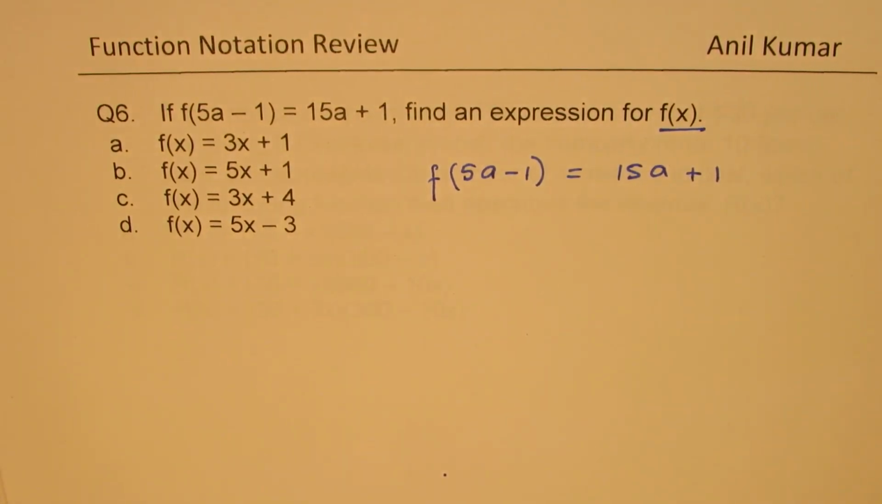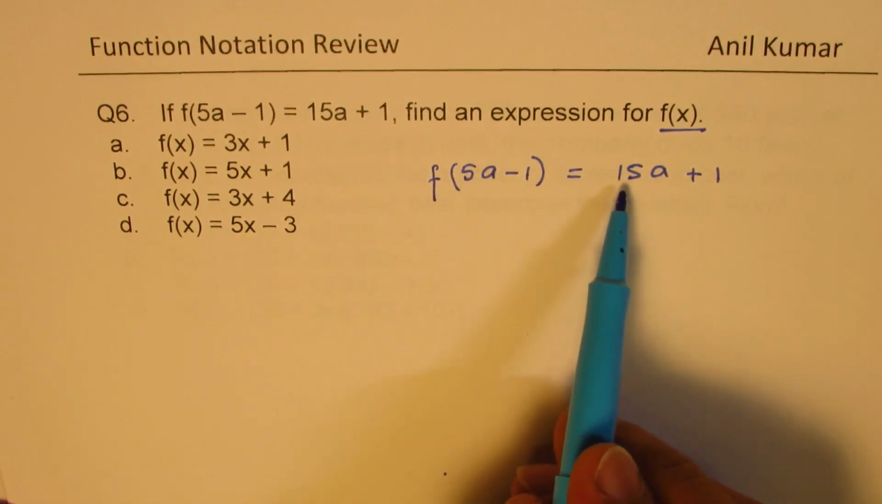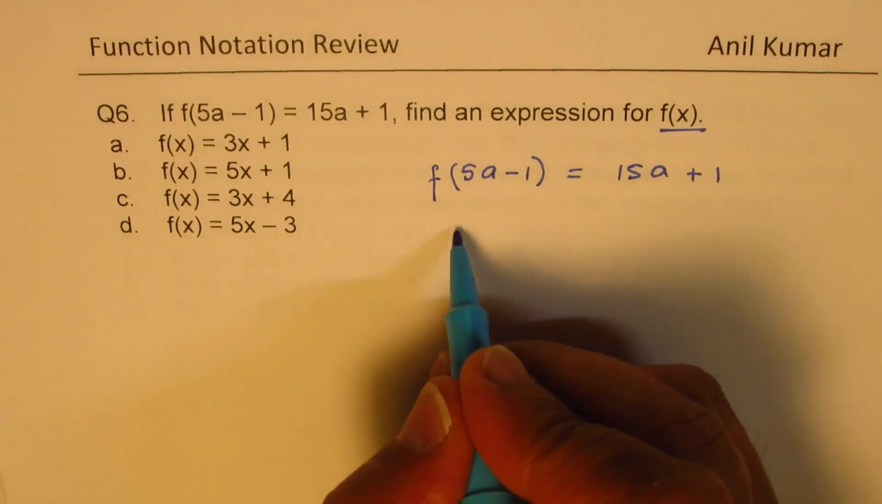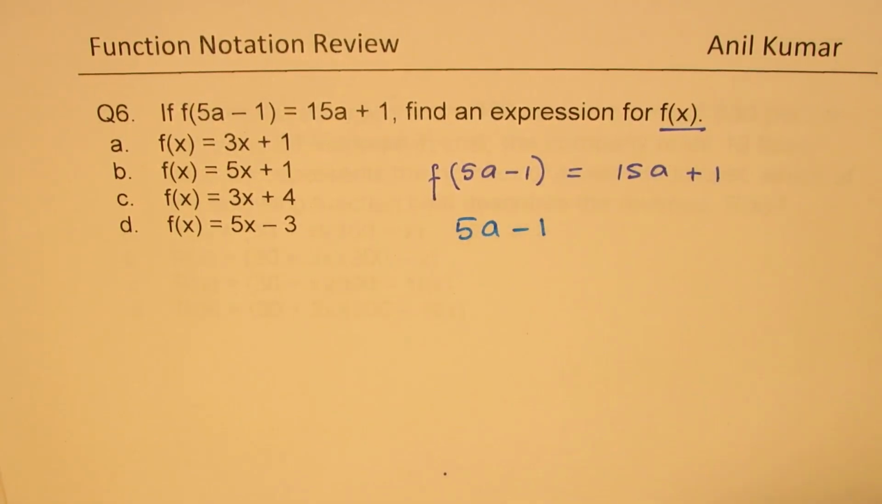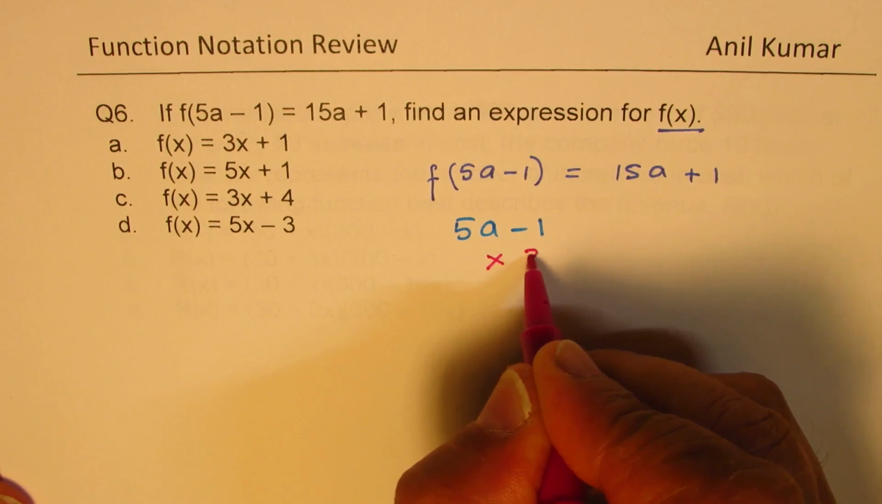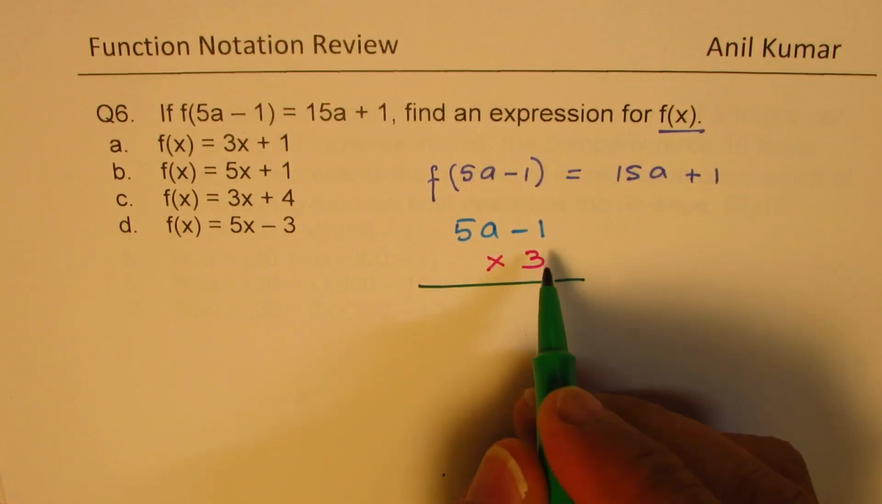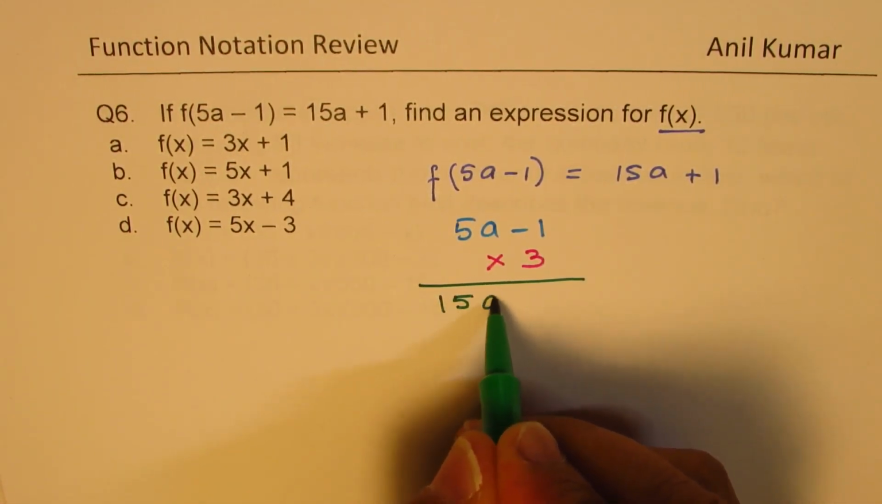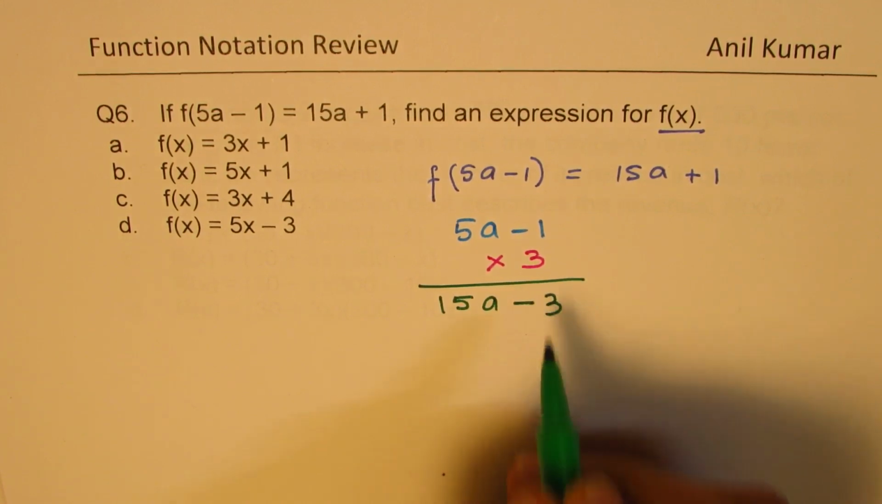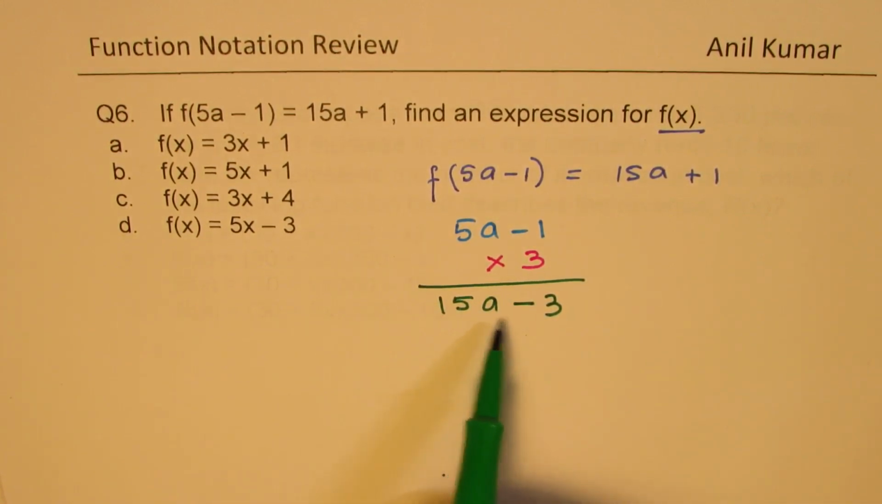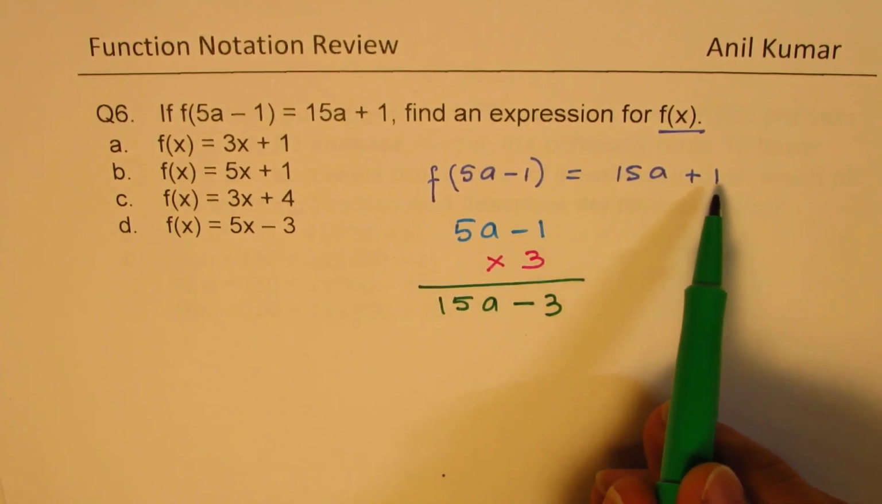Now, how do we do that? Well, here are some steps which you could adopt to solve such a question. We know 5a minus 1, and we want to get to 15a plus 1. So let's look into it. See, we have 5a minus 1. Now, if in the first step I multiply by 3, then what do I get? I get 15a minus 3, but we need 15a plus 1, right?